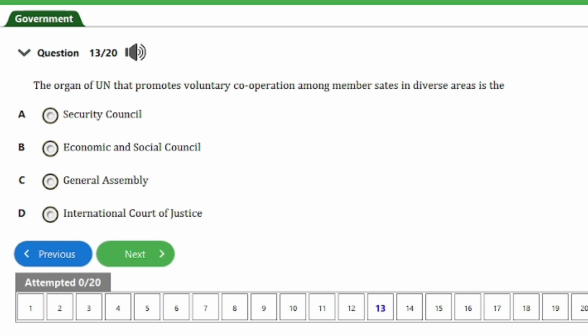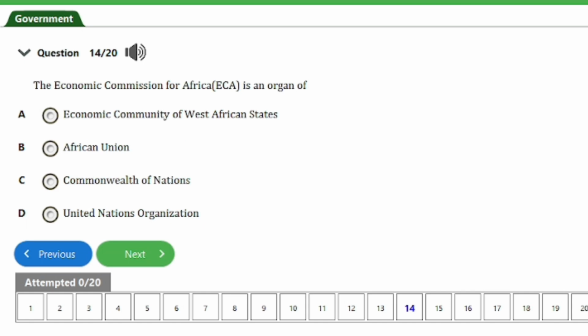So let's head on to the next one, guys. So guys, the next question we have here is question number 14. It says, the Economic Commission for Africa is an organ of A, Economic Community of West African States, B, African Union, C, Commonwealth of Nations, D, United Nations Organization. So guys, the answer to this question is option D, that's United Nations Organization. And that's it for this question.